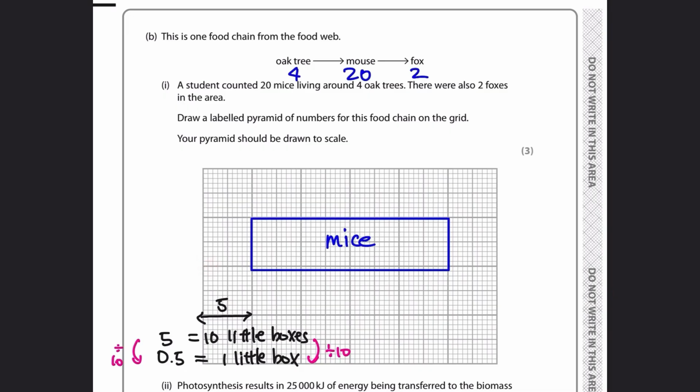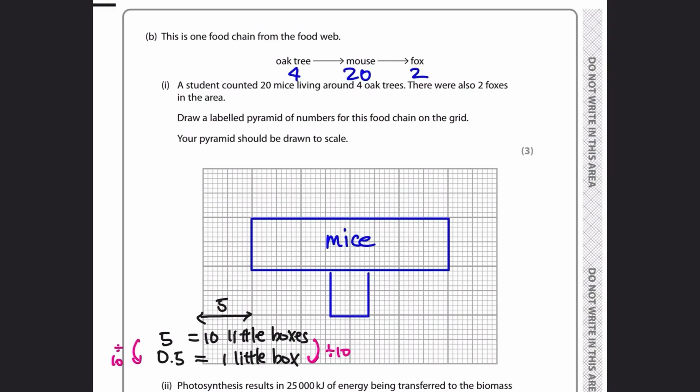That's important because I need to get to 4 trees. So one little box is 0.5. How many little boxes is 4? That will be 0.5 times 8 little boxes makes 4. So I need to have 8 boxes that cover the width for the oak trees. And if you imagine an invisible line down the center, it's got to be symmetrical, right? So therefore, if I need 8 little boxes, I will have 4 boxes this way and 4 boxes this way to make a total of 8 boxes, which equals 4 oak trees. So my box would look like this.